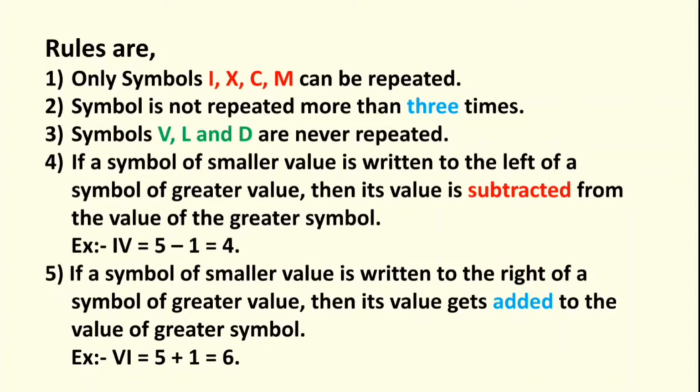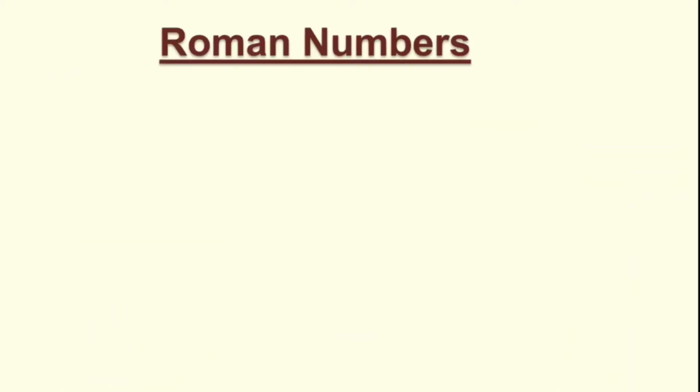So friends, remember, if you write a smaller value symbol to the left, the value gets subtracted from the greater symbol, and if you write a smaller value symbol to the right, it gets added to the value of the greater symbol. So let's start to write symbols from 1 to 100.